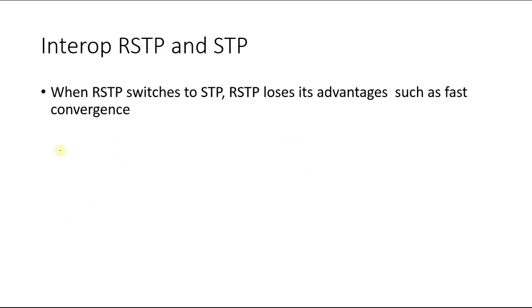Okay, the end of this topic, interoperability between RSTP and STP. When RSTP switches to STP, RSTP loses its advantages such as fast convergence. On a network where both STP capable and RSTP capable devices are deployed, STP capable devices ignore RSTP BPDUs. So you must know that STP capable devices ignore RSTP BPDUs.